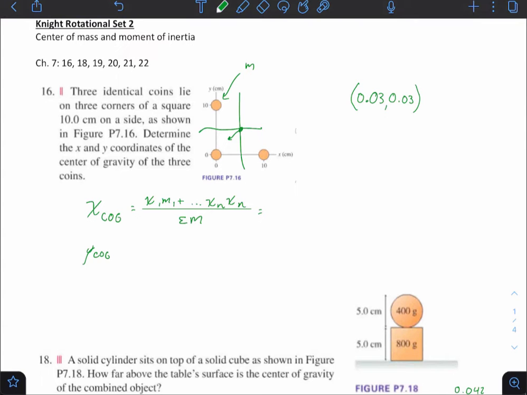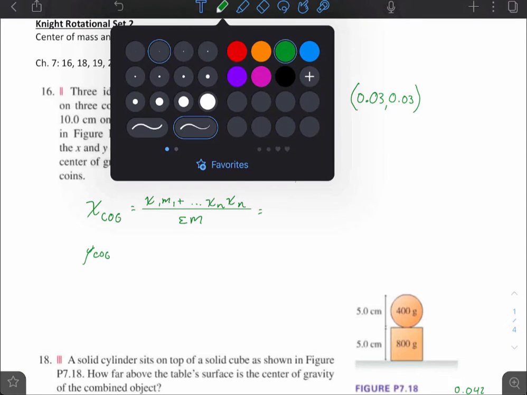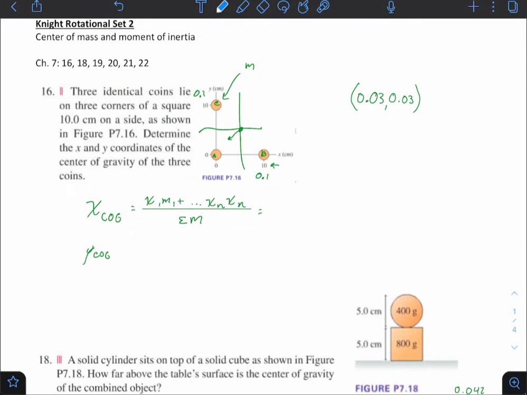I'm also going to be converting everything to meters just in case I would ever have to convert these. That way I don't make a mistake. So I'm going to call this coin A, B, and C just so I keep it straight while I'm talking about it. So the x position of A is 0, so 0 m is 0.